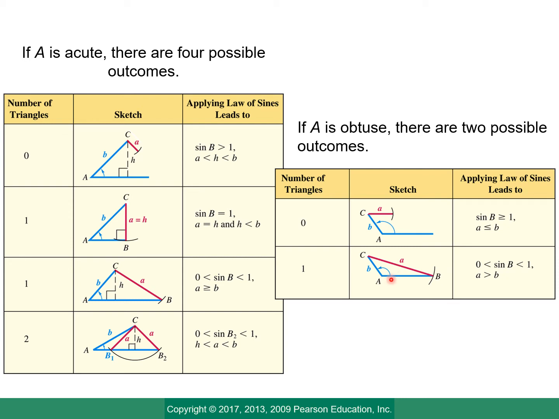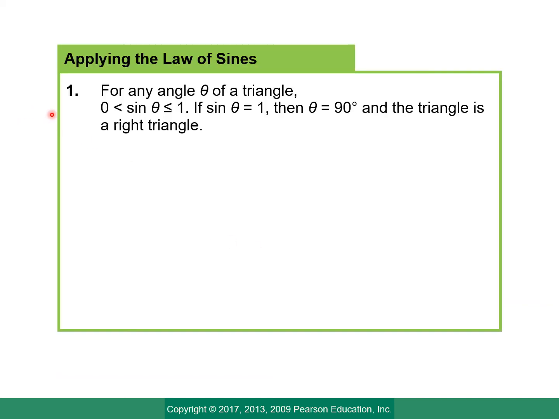So remember we talked about this in a different example earlier. The biggest angle has to be across from the longest side. So this is possible. You do get a triangle if you know this angle is big, the biggest angle, and this is the longest side, then this is definitely a possible triangle. When applying the law of sine, you want to think about a couple of things. For any angle theta in the triangle, the sine value has to be between 0 and 1 for that angle to actually be part of a triangle. If sine of theta is exactly 1, then we know that the angle is 90 degrees and you have a right triangle.